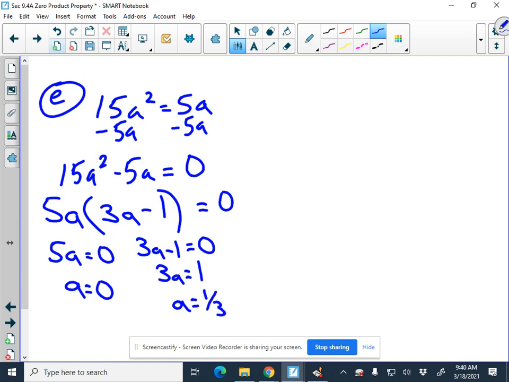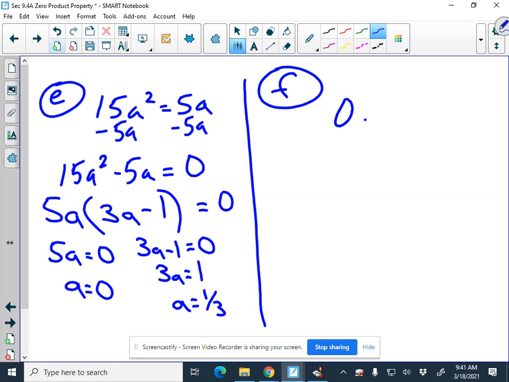5, I get 0. We add 1, we get 1. We divide by 3, we get 1/3. F looks a little different than anything we've had. No, it doesn't. I'm right. I was looking at the wrong one. I was looking at the one below on the page.